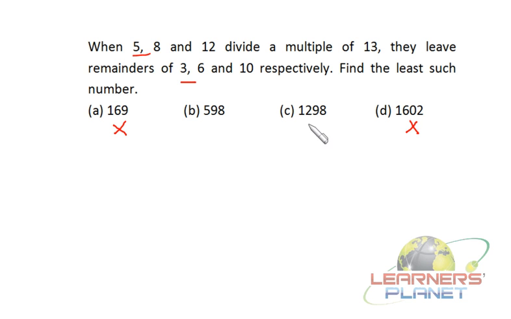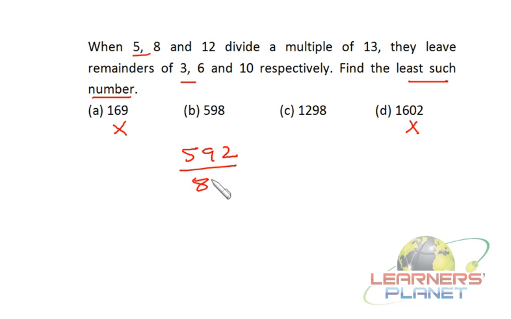We need not go for 1298 since we have been asked about the least such number. Now 598, if divided by 5, leaves the remainder 3. Now let's divide it by 8. In that case it should leave the remainder 6. That means 592 must be a multiple of 8.